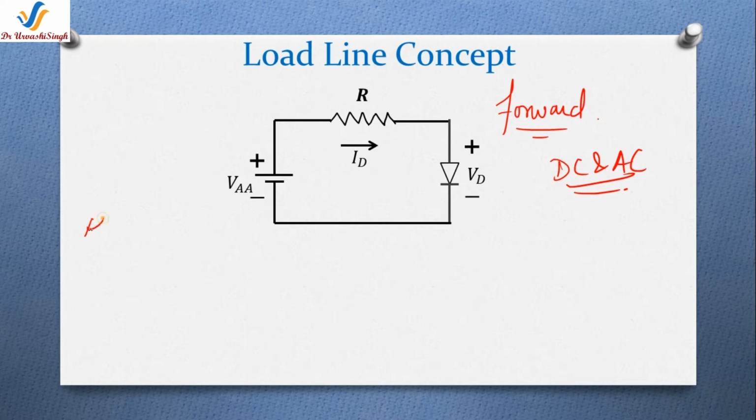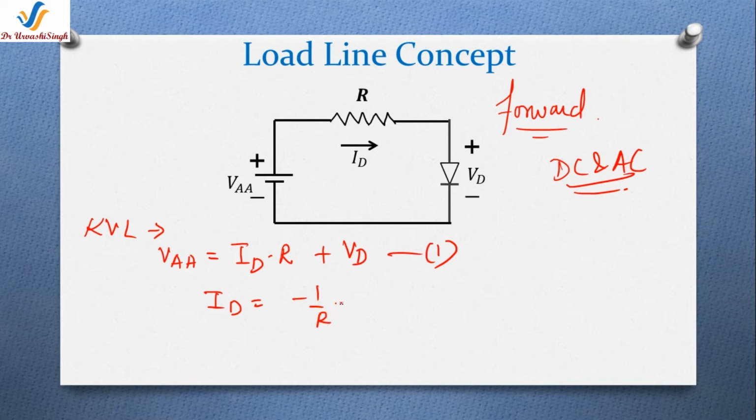Applying the KVL on this circuit, the DC voltage in the circuit is equal to the diode current times the resistance plus the diode voltage. So this is equation 1. Rewriting this equation, the diode current is minus 1 upon R times VD plus VAA, which is the DC voltage, upon R. So this is our equation 2.